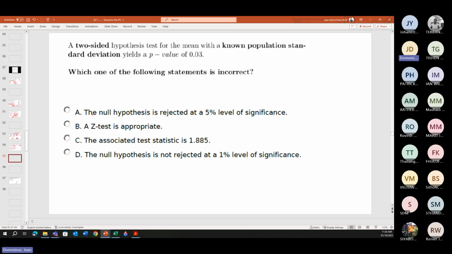So let's look at the last one. I also thought this was an interesting one, because they're giving us very little information. They tell us it's a two-sided hypothesis test with known population standard deviation. And then they tell us what the p-value is. Okay, so let's look at some of these options. I would first look at Z. Is Z appropriate or not?